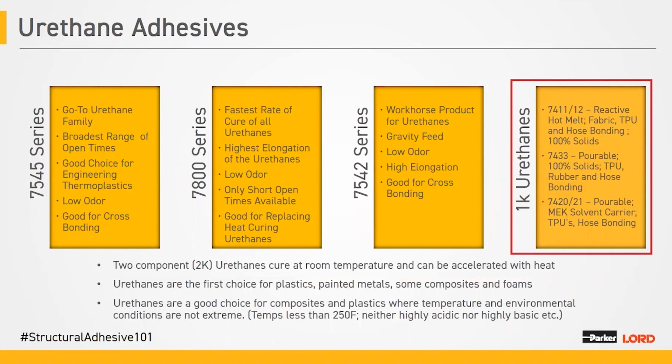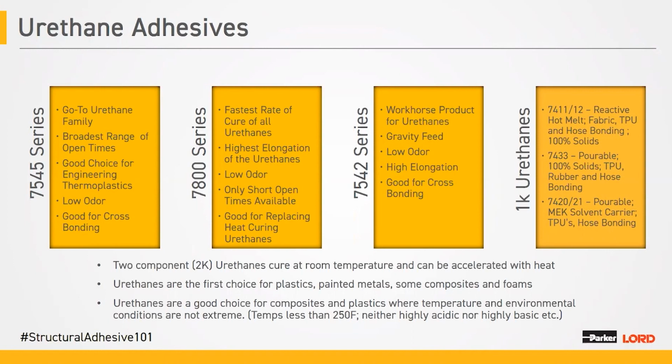Those two products are 100% solids. 7433, that's a pourable version of the material, again, for bonding TPU, rubber, and hose bonding. It is 100% solids, so in that case, there's no additional solvent carrier. The difference here is the 7420 and 21, these are pourable materials, but they do have a solvent carrier with them that can help with improving adhesion, but it does force you to evaporate that solvent prior to the bonding of hose and overwrapping, etc. So that's just a brief overview of the urethanes.